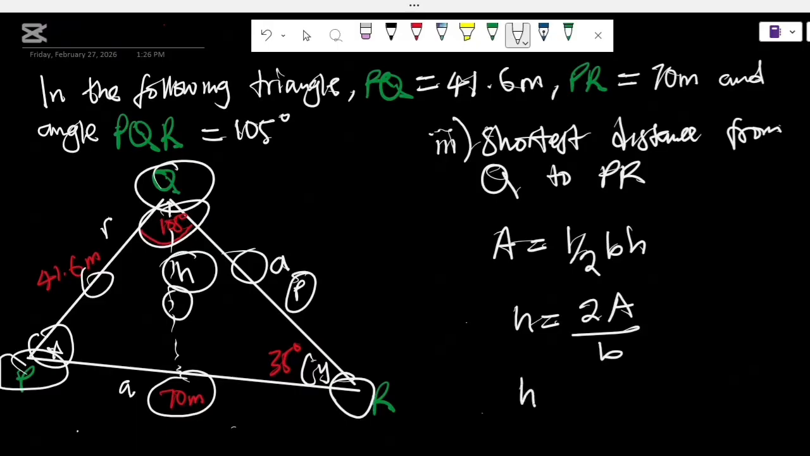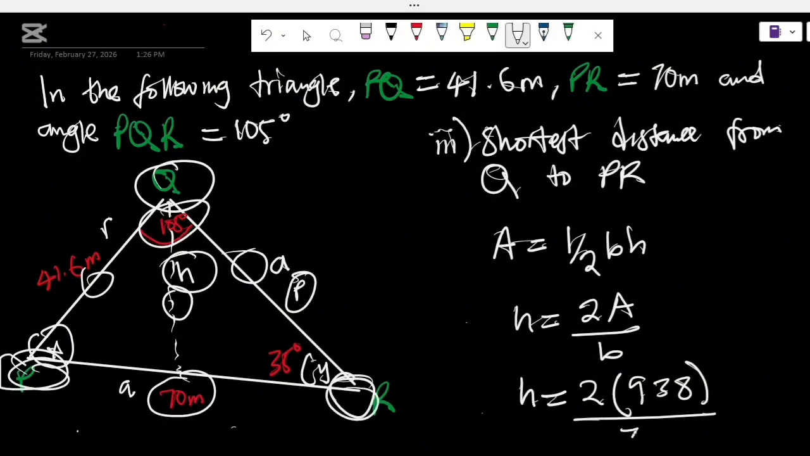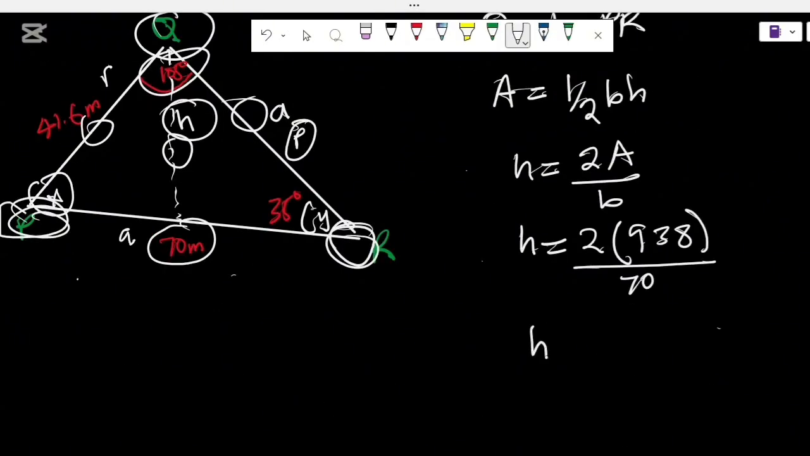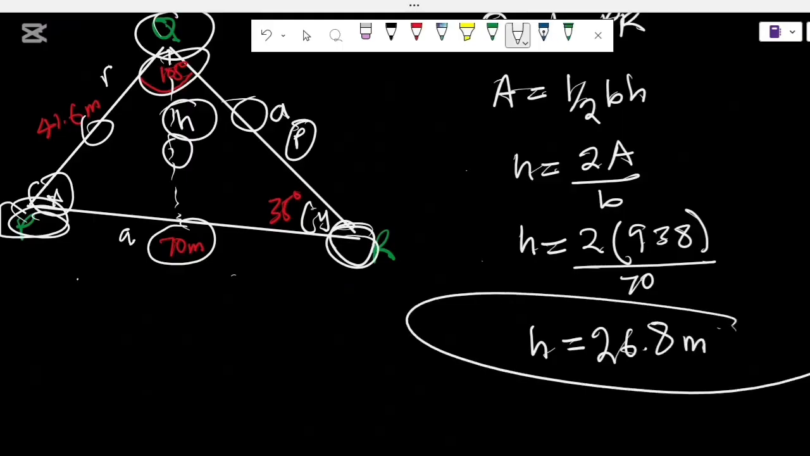So let's go ahead and find the value of H. So this is 2, and the area is actually 938 over, and this distance here is actually 70. So this H is going to be equal to, when you do the math, you're going to get 26.8 meters. And so this is the shortest distance. And that is all for this particular question.